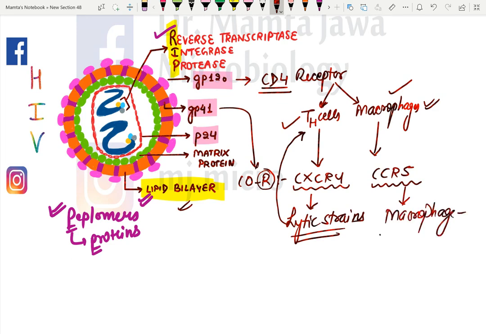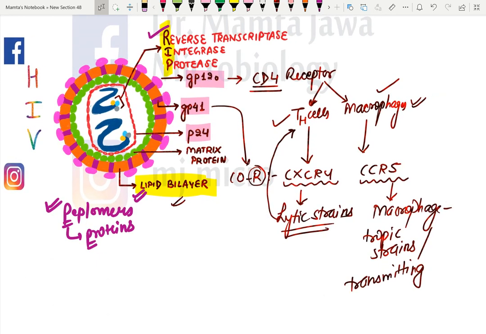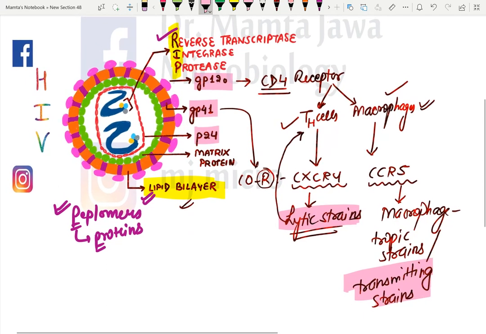macrophage tropic strains. And such strains are also known as transmitting strains, because we all know that macrophages are very good examples of the antigen presenting cells. So they help in transmission of the virus inside the body to other cells, right? Transmitting strains. So remember these two terminologies, the lytic strains and the transmitting strains.